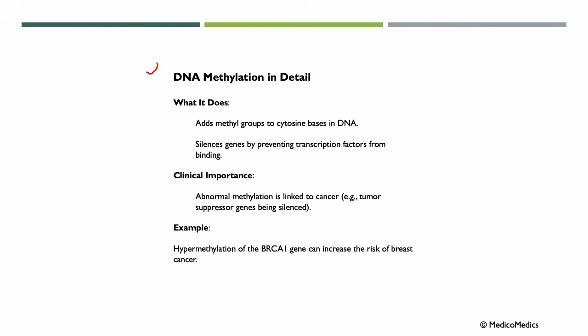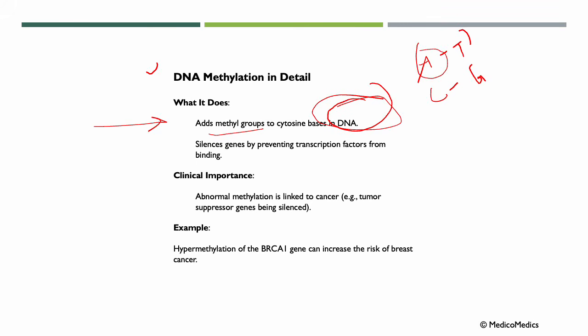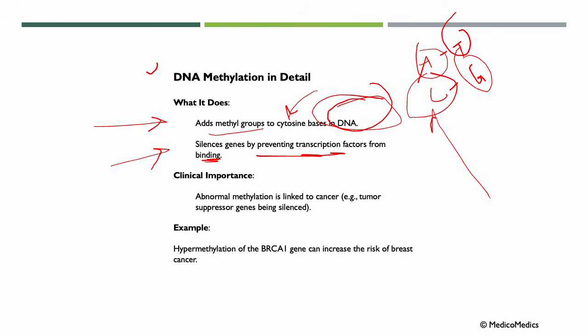Now, DNA methylation. What it does is add methyl groups to cytosine bases in DNA. Remember the pairings of A to T and C to G in DNA? We had adenine, thymine, cytosine, and guanine. So here we're talking about cytosine. So we add methyl groups here, and this silences genes by preventing transcription factors from binding. Clinical importance: abnormal methylation is linked to cancer, like tumor suppressor genes being silenced. An example is hypermethylation of the BRCA1 gene, which can increase the risk of breast cancer.